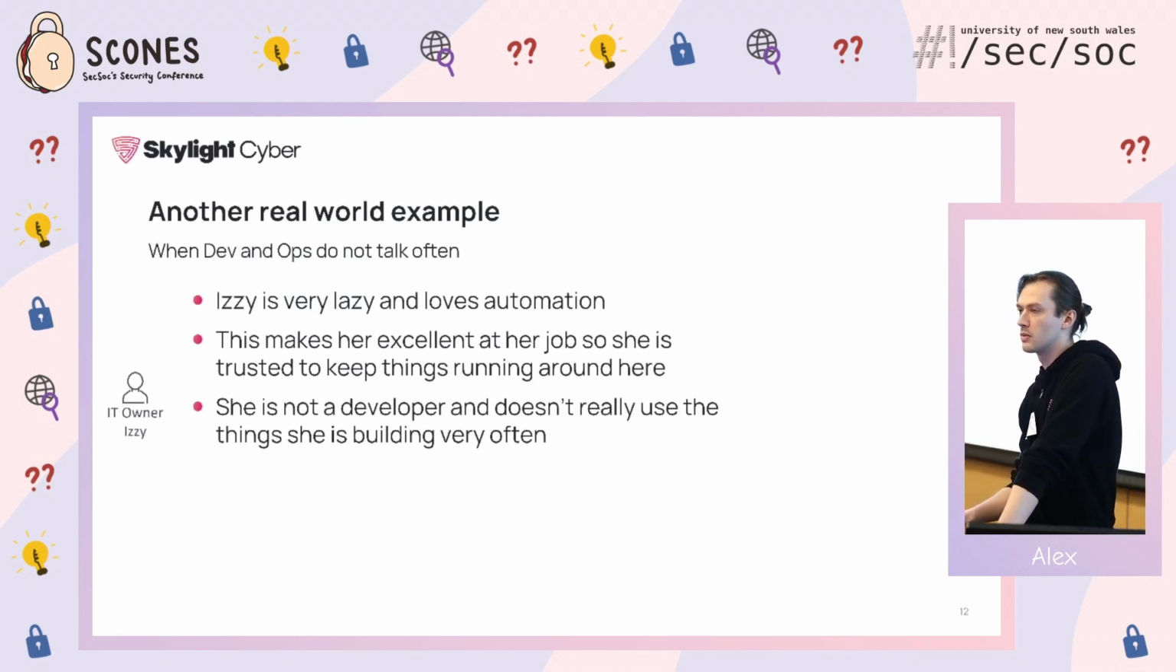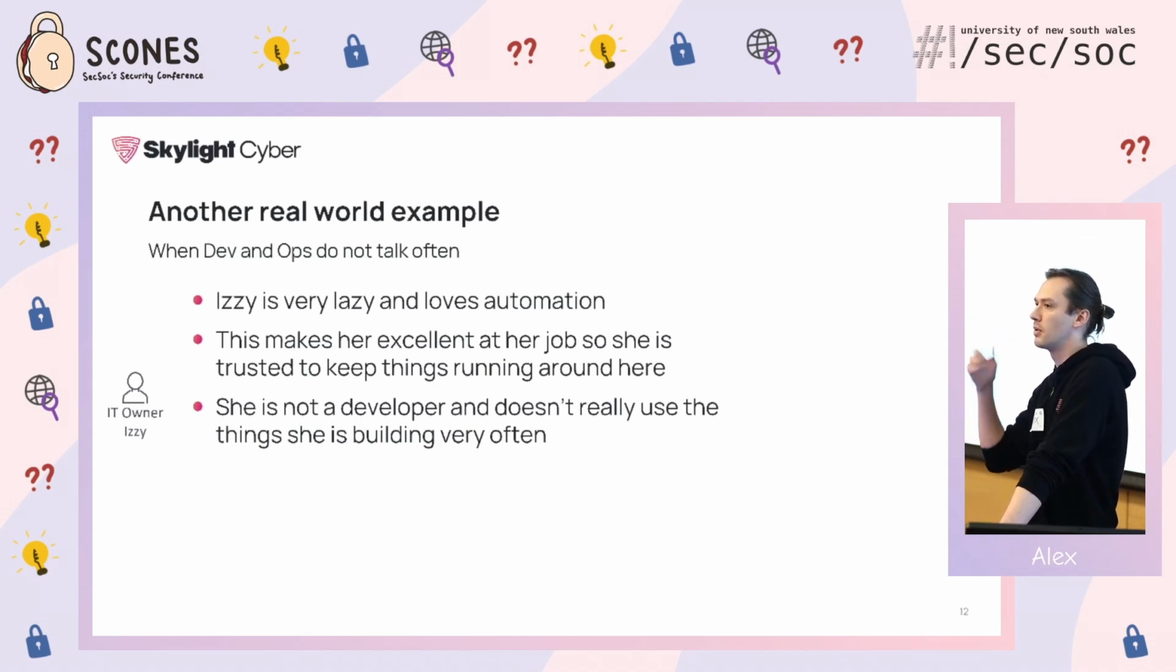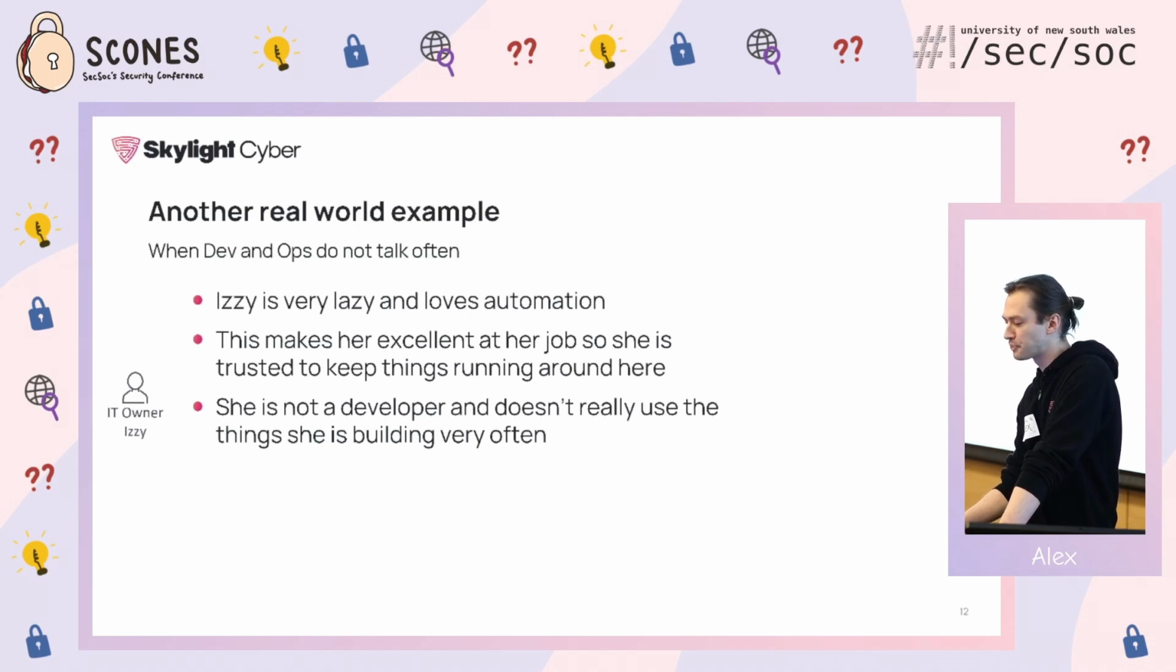The other example that I wanted to run you through is a bit simpler. This is more on the IT side. So this is for the IT people, less so for the developers. But it's interesting to see how they interact. So we've got an IT owner, Izzy, and she's very lazy. She's the extreme version of laziness, and that makes her excellent at her job. She's not a developer. She doesn't develop code, and she doesn't really understand what the things she's building for the developers do. All she knows is she keeps the lights on, everybody's happy, nobody's complaining, stuff keeps working.